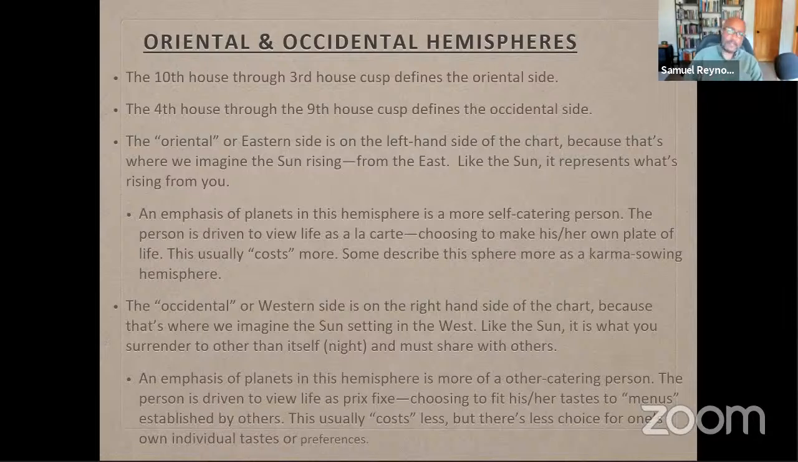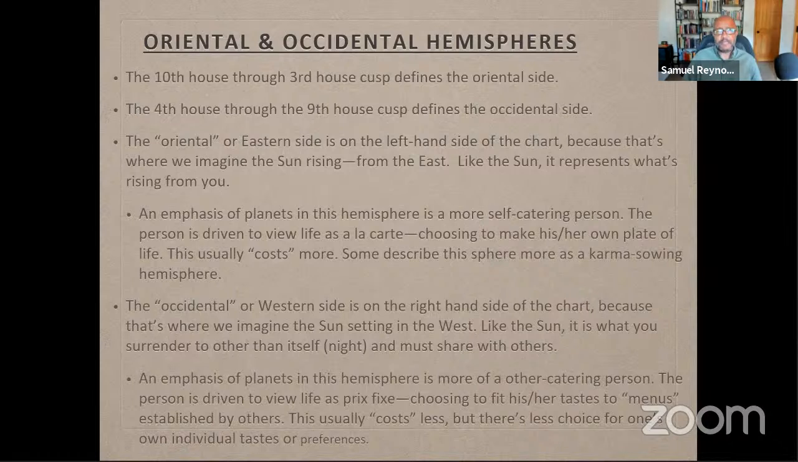If you're more occidental, more on the western side of the chart, which is the right-hand side, with the sun setting in the west, it means that you surrender to what's other than yourself and must share with others. This is more like a prix fixe menu, where you have a fixed menu and you can have an entree with all the different things that you may or may not like. Well, I wish I could get rid of the potatoes, but the server says can't get rid of the potatoes. Or you could trade them out for mashed potatoes, but they still have to be potatoes. Well, I like potatoes, but just to give you an idea.